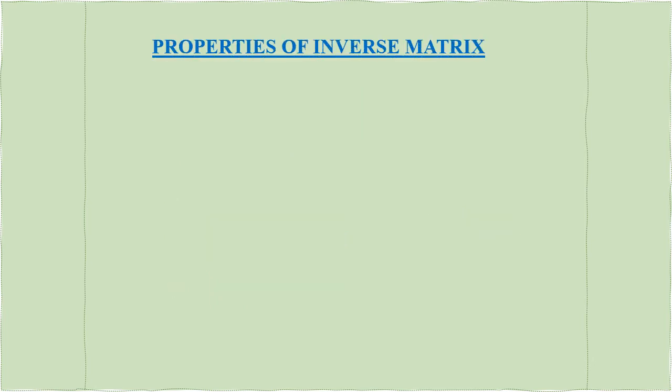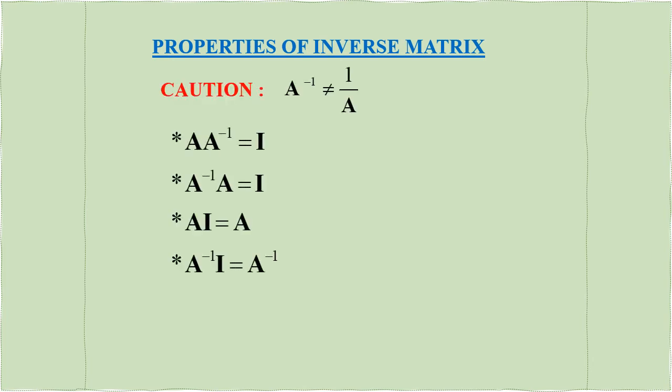Okay, so let's continue with properties of inverse matrix. So note that A inverse is not equal to 1/A. But we know that A multiplied with A inverse, we will get I. A inverse multiplied by A also will get I. Okay? And then AI equal to A, A inverse I also equal to A inverse. So we multiply any matrix with identity, we will get the matrix itself.